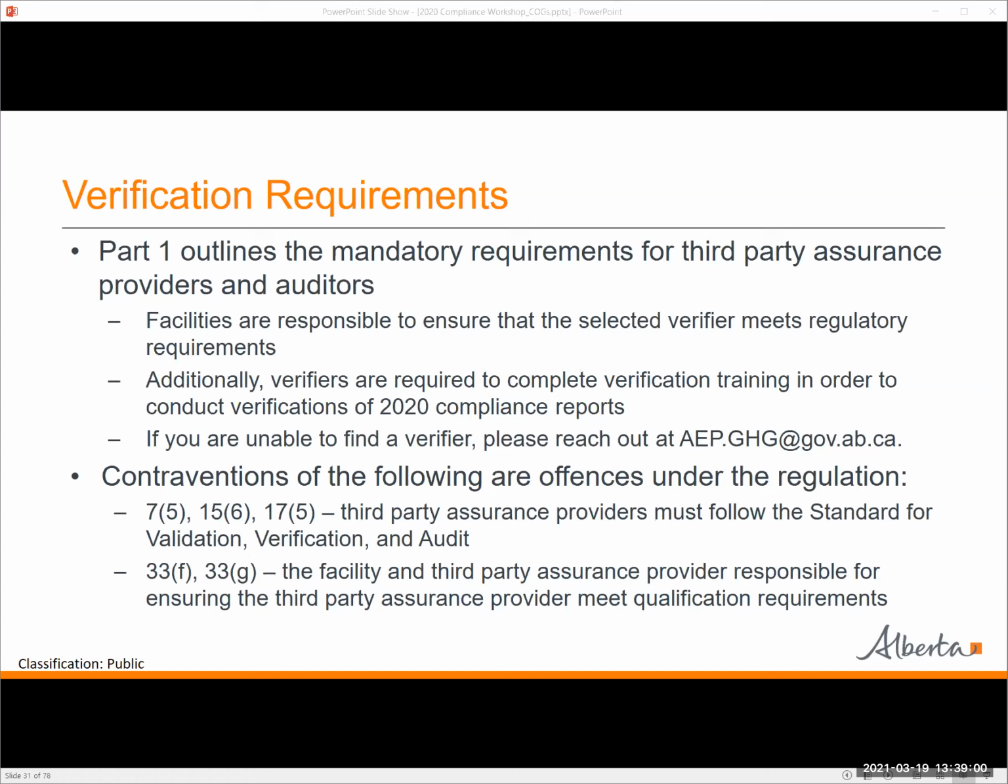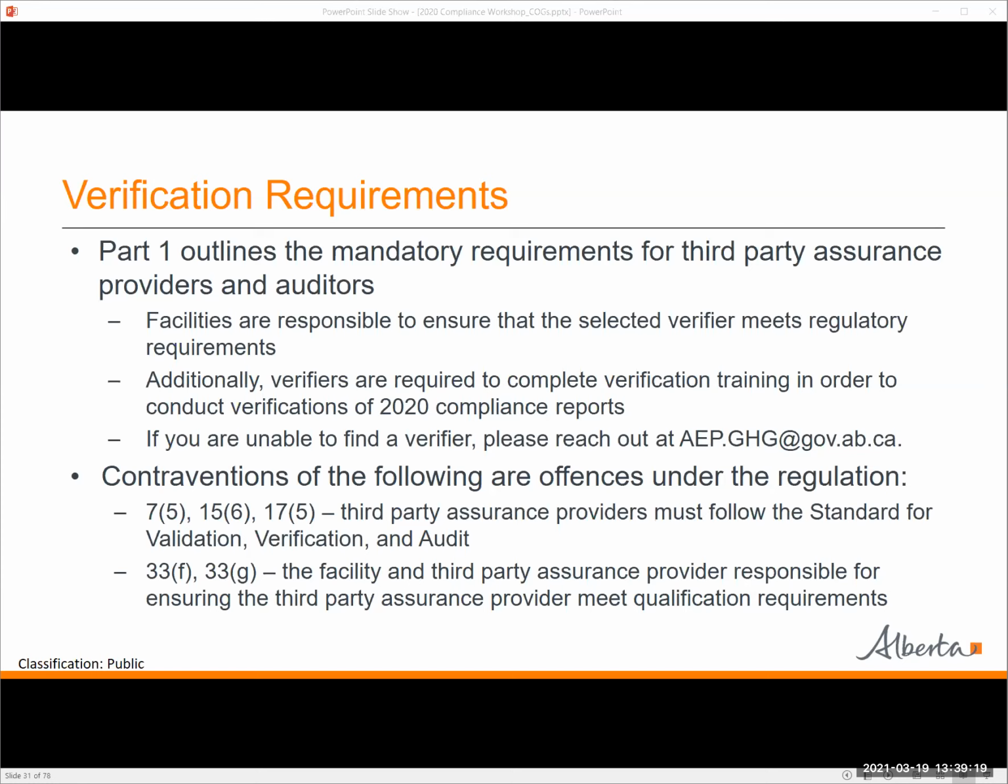Again, just a quick note, if you're a facility and you are having some issues finding a verifier, please reach out to us at aap.gc@gov.ab.ca, and maybe we can provide some guidance on that and some direction on that.